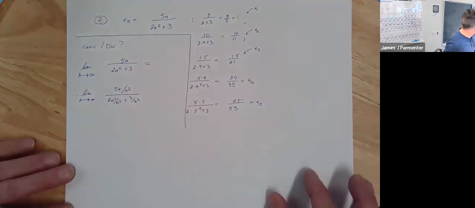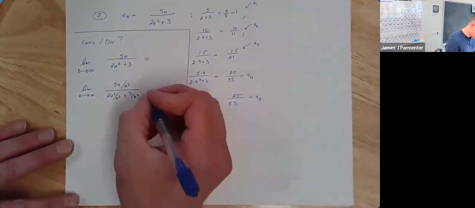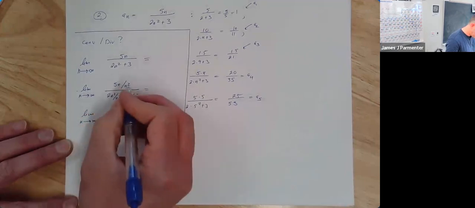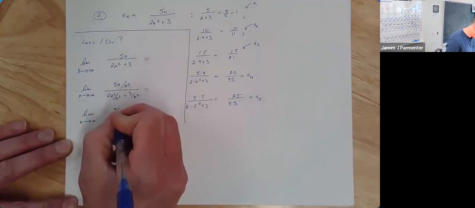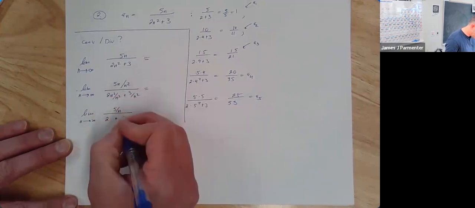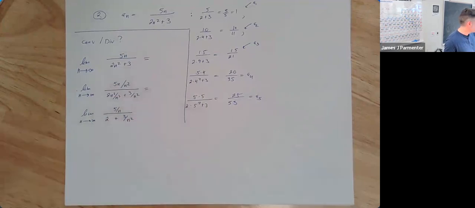And I do think it's worth our while to simplify these expressions. 5n over n squared reduces to 5 over n. 2n squared over n squared reduces to 2. And 3 over n squared doesn't reduce, it just stays as 3 over n squared.